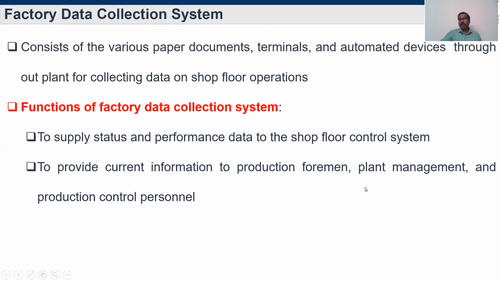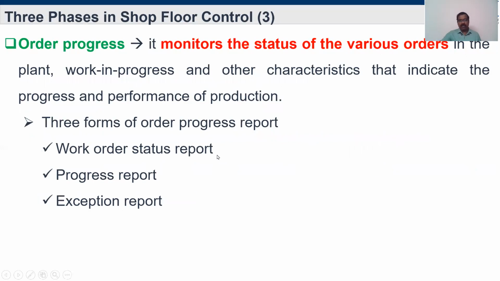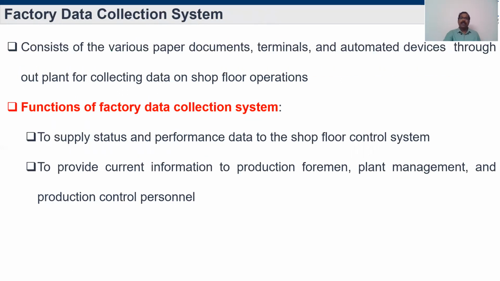Particularly for the production management team or the foreman, it will tell them how many products are completed. As I said, the work order status report will be monitored and tracked, and the progress report and the exception report are also tracked, so they know how many things are left to be done. That information will be collected through the factory data collection system, either by automated means, documentation, particular terminals, or entries in an Excel sheet or paper book, and communicated to the supervisors, foremen, or plant managers.